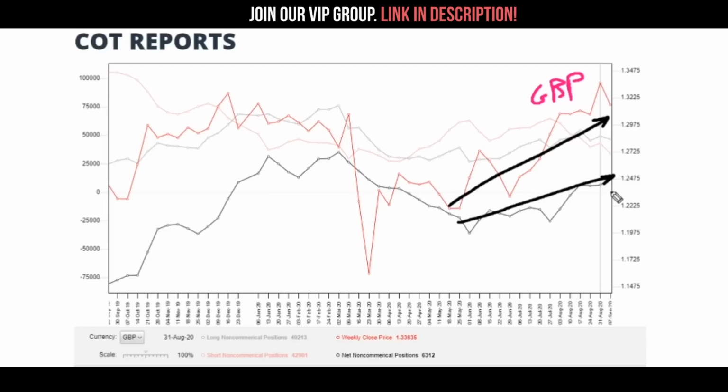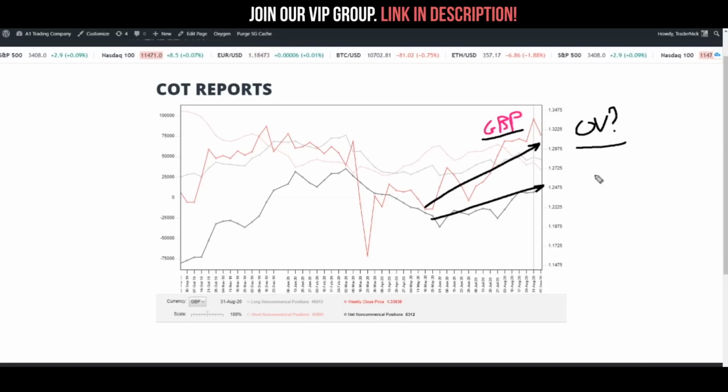I find this very interesting. So the pound is moving up very rapidly, but the net non-commercial positions doesn't seem to be moving up as fast. So that could be an indication, perhaps, that maybe it's still worth being long, but maybe we are a little bit overvalued, question mark. I don't know. I'm not saying that this is the exact, oh, it's got to be overvalued, it's got to come down right away.